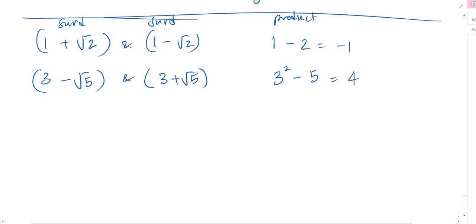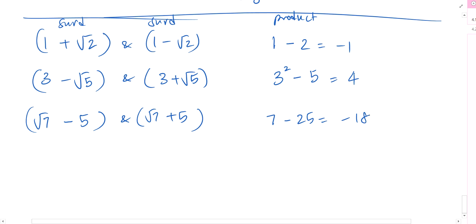Alright, let's try a few more examples. Let's have root 7 minus 5. And what is the conjugate? What is its partner? Square root 7 plus 5. Okay, and what is the answer for the product? 7 minus 25. Okay, so negative 18. Okay? More examples.